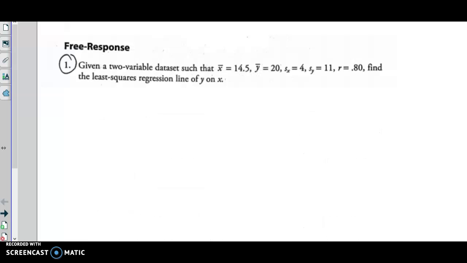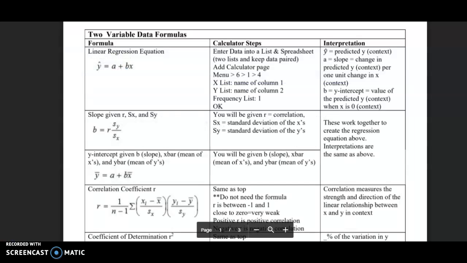So the first question: given a 2-variable data set such that x bar is 14.5, y bar is 20, sx is 4, sy is 11, r equals 0.8, find the least squares regression line of y on x. This is actually a very easy problem. Again, look at my formulas. These first 3 formulas involve the least squares regression line. The other 2 involve the information I was given, and what I need for my regression line is A and B, and these second 2 formulas will supply that. So you don't have to memorize these formulas, they're on the exam sheet.